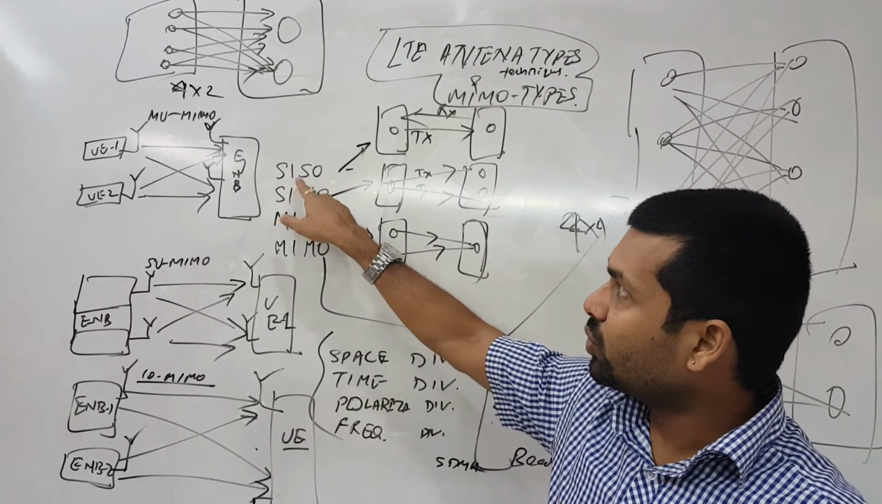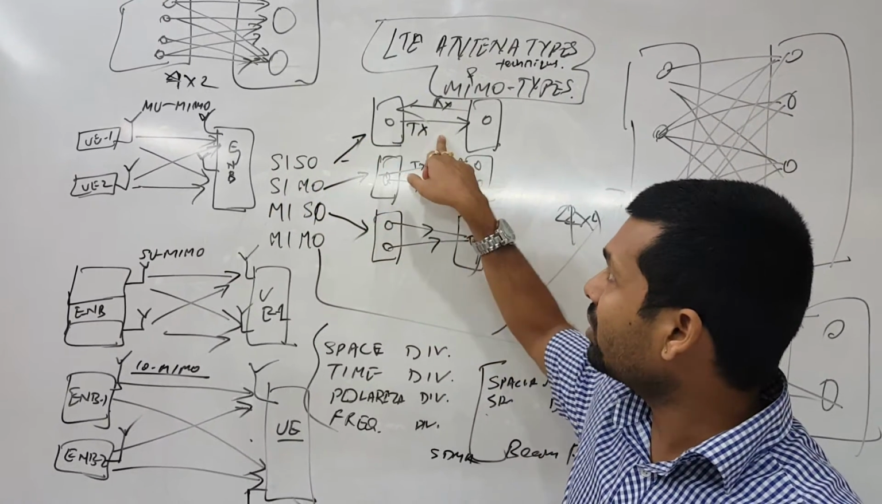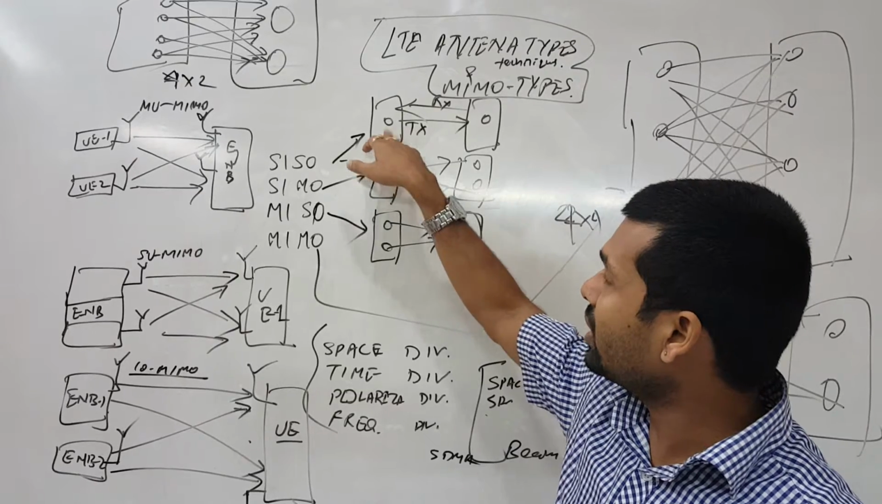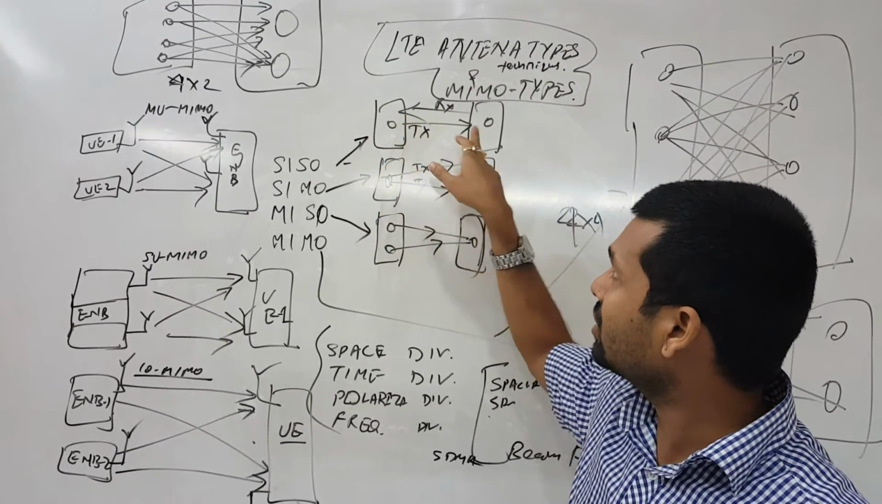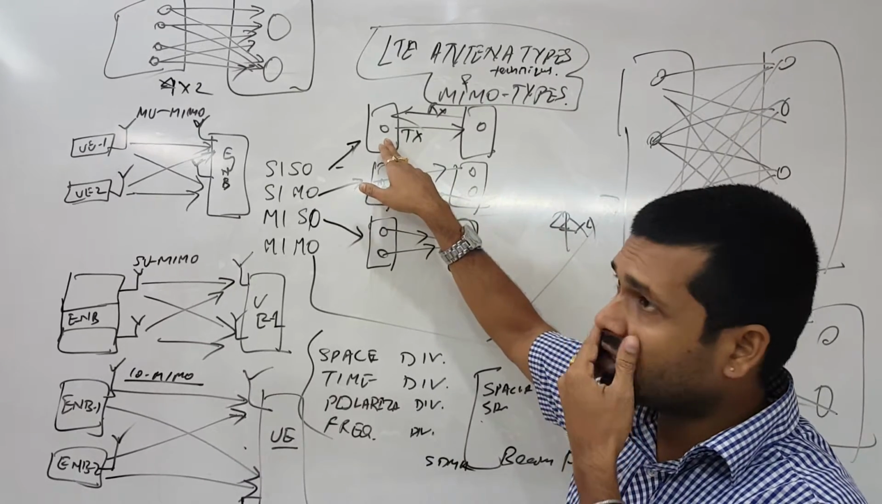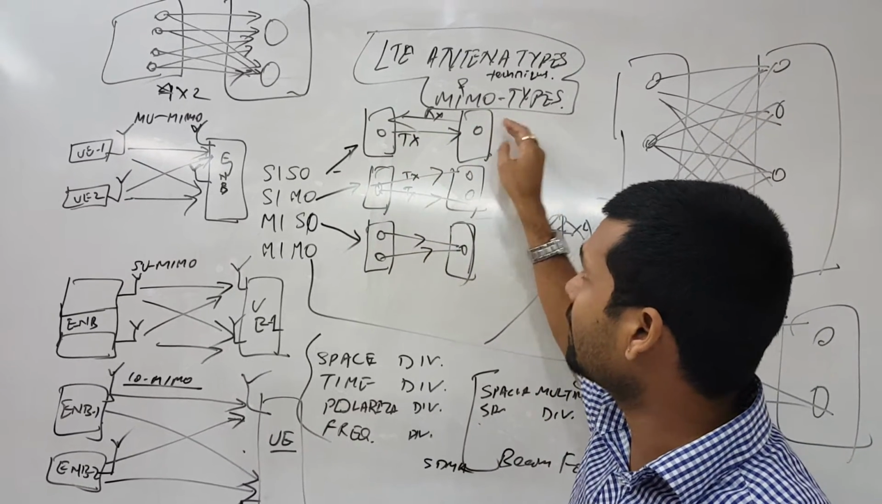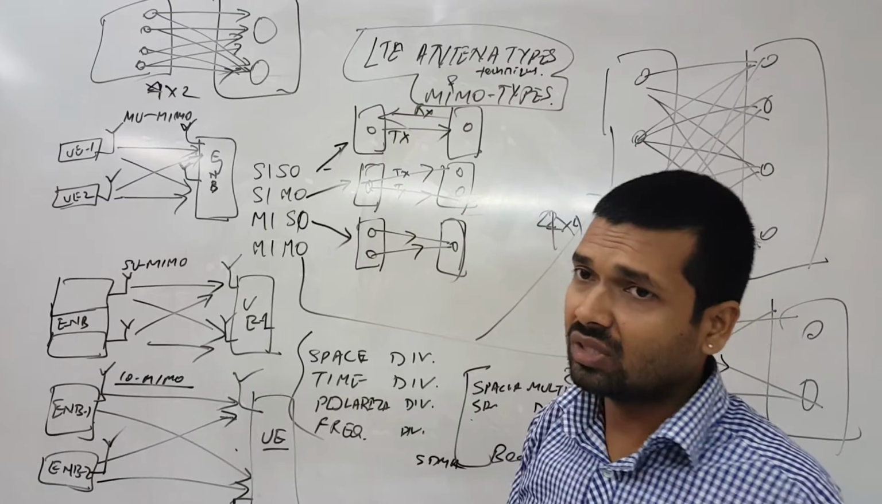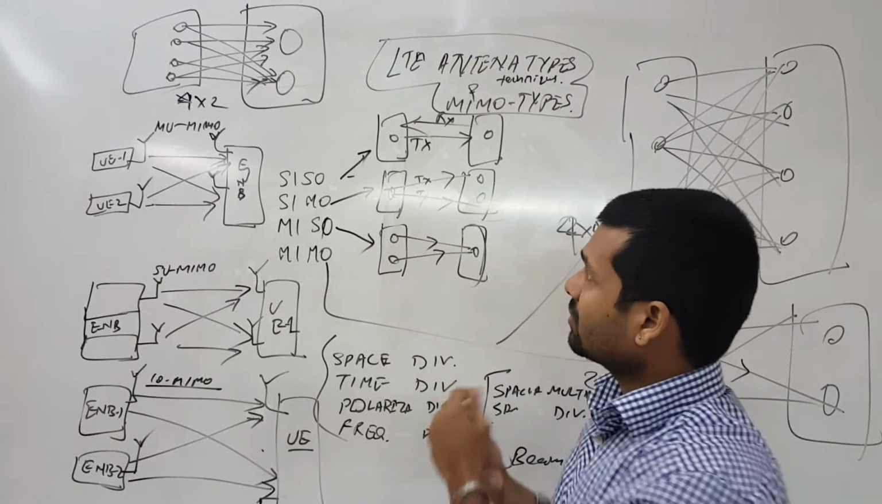SISO, single input and single output. So I've drawn a picture for you. Let's say a single antenna at the transmitting end and a single antenna at the receiving end. So you transmit and receive through one antenna.